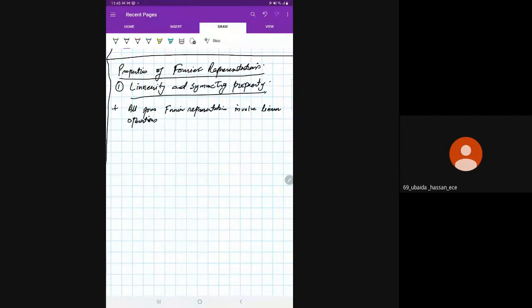Linear operations, hence they satisfy the linearity property. Okay, so what does that mean?